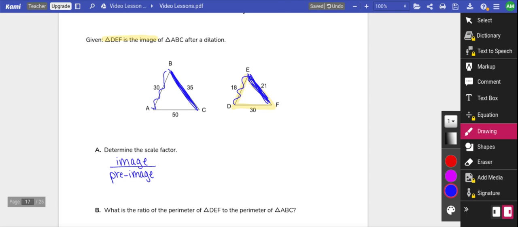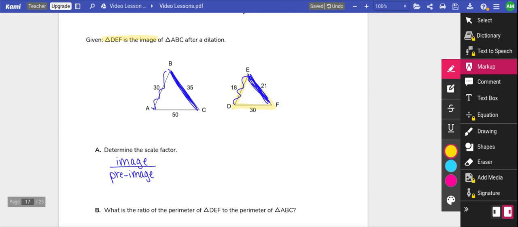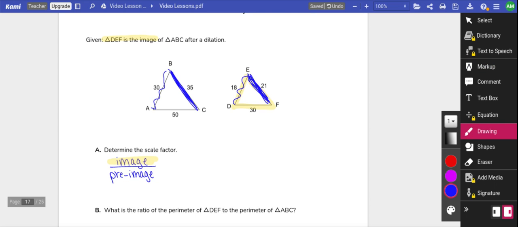But I'm going to take a side of my image, which again I highlighted in yellow. I'm going to use the squiggly side, the 18, and compare that to 30, which is the squiggly side in my other triangle. Now, because this is scale factor, I do want to reduce this fraction, put it in simplest form. Both of these are divisible by 6. So my scale factor in simplest form is 3 to 5.